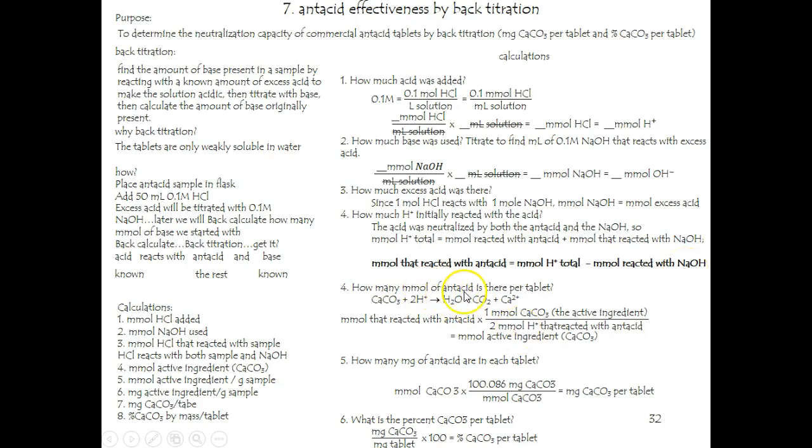How many millimoles of antacid are there in each tablet? Well, don't forget the calcium carbonate reacts with 2 equivalents of acid to form water, carbon dioxide, and the calcium salt. Therefore, for each millimole that reacted with the antacid, you've got to divide that by 2 to get the millimoles of the active ingredient, calcium carbonate. How many milligrams of antacid are in the tablet? Well, if you have the millimoles of calcium carbonate and 100 milligrams is a millimole, you can multiply it through to get the milligrams. Compare that to the mass of the actual tablet, and you should have the percent calcium carbonate. That's just a little bit about the calculations.